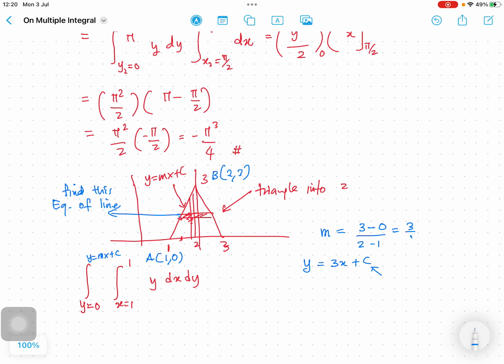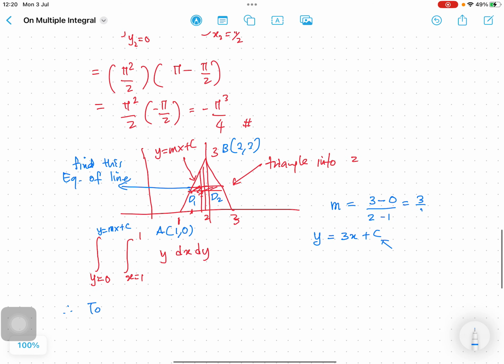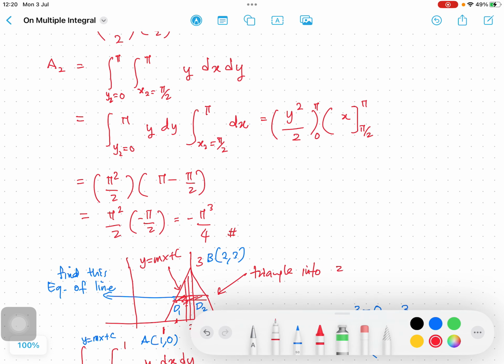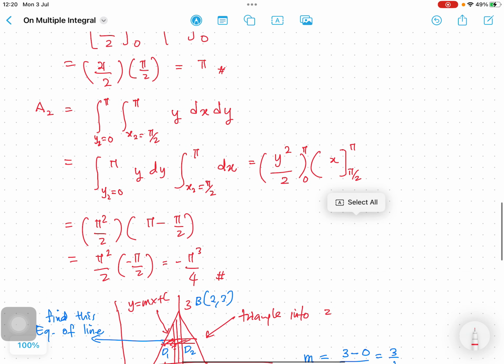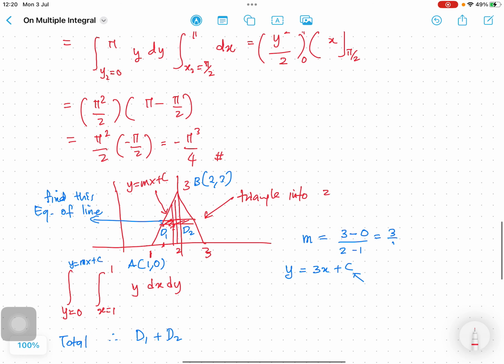And then, let's say this is the area of your D1, this is the area of D2, so in total you have to add. So for the first answer just now, this one A1 plus A2 is pi plus pi cubed over 4. Okay, so you can compute that. Okay class, thank you.